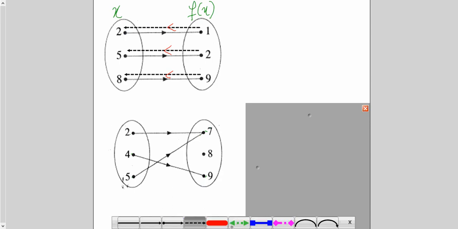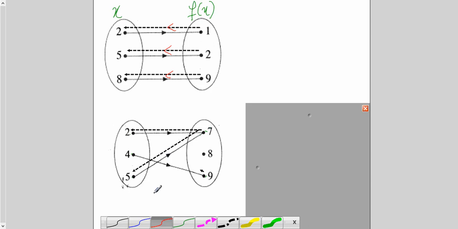Now let's see the second diagram. For this input, you have this output and you have this output. And for this input, you have only one output. That is fine. But in this case, for 7 as an input, you have two outputs. So the inverse does not fulfill the definition of a function, because a function says for every input you should have a unique output, but here we have two outputs.